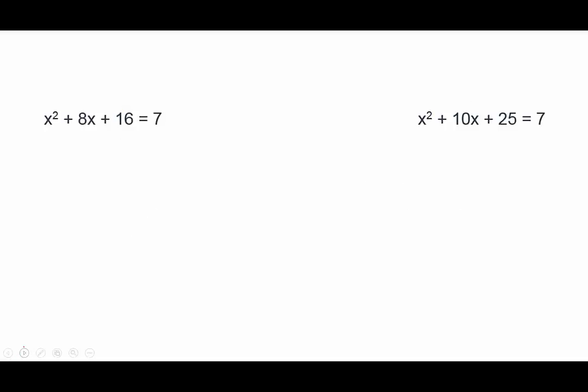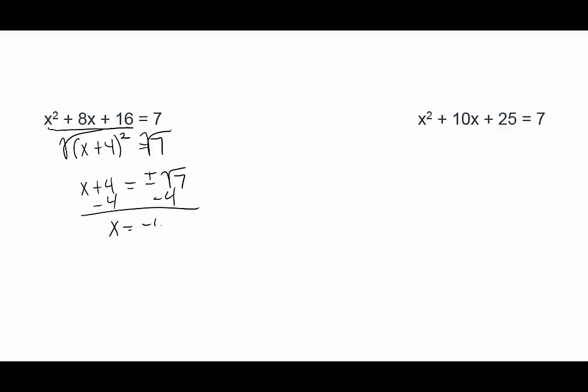I want to use that same method, and I recognize that I have a perfect square trinomial. So this factors into x plus 4 squared with the 7 on the other side. So if I have a perfect square trinomial, now I can move to the square root of both sides. X plus 4 is equal to plus or minus square root 7. Subtract 4. X is equal to negative 4 plus or minus the square root of 7.